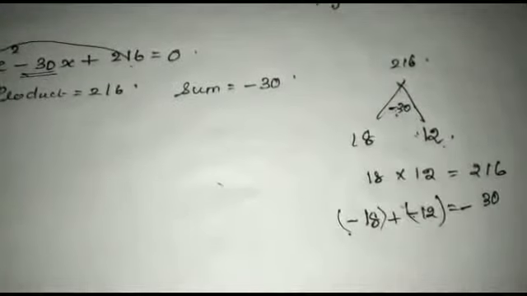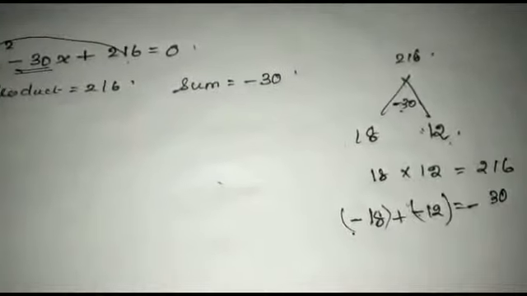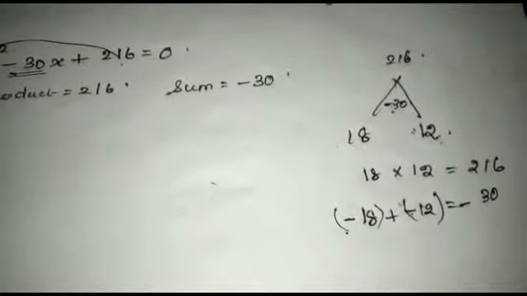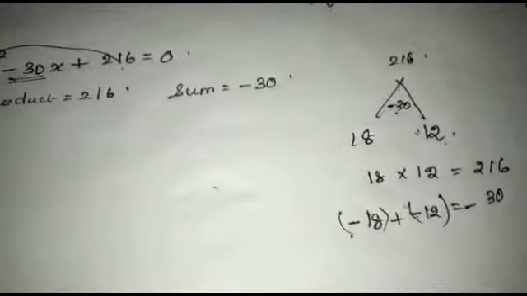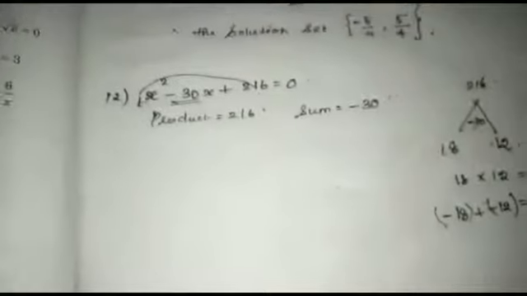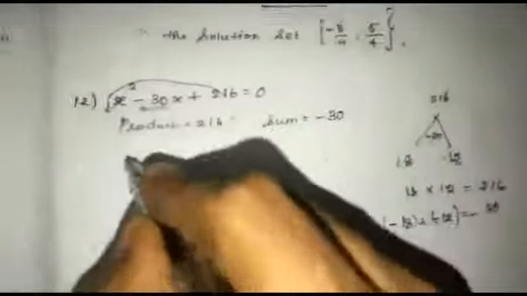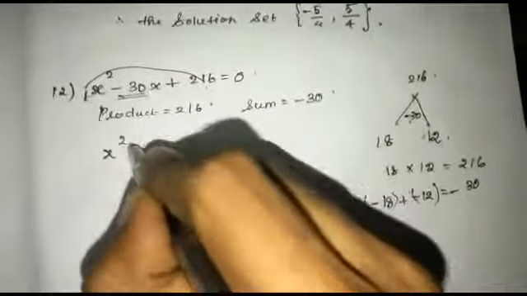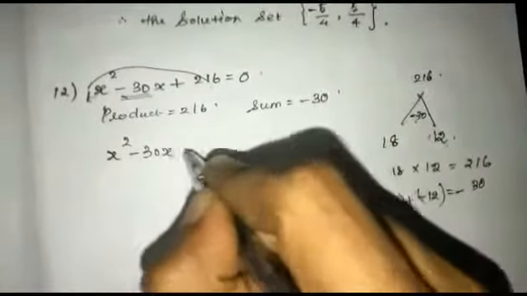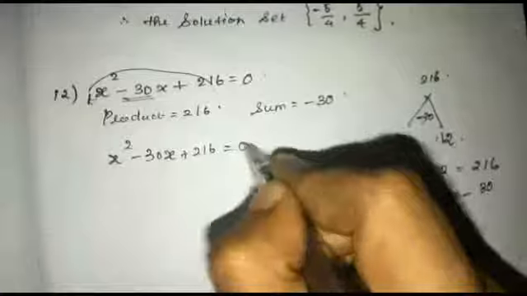Now if you are multiplying this 18 into 12, it is 216, and adding 18 minus 12, it is minus 30. So now we found the two factors. So I am going to split the middle term now. Write down first what is the given equation? x square minus 30x plus 216 is equal to 0.